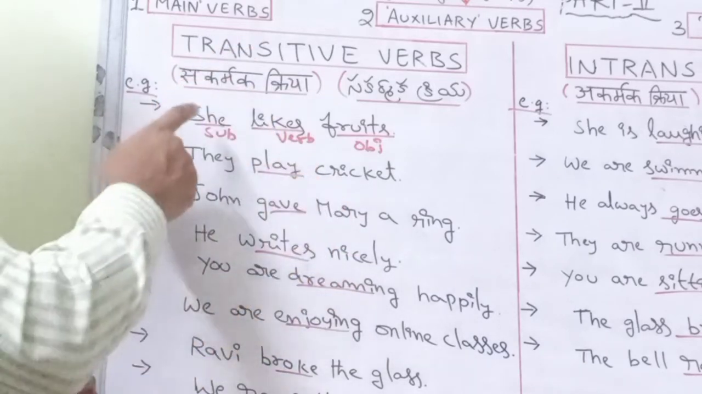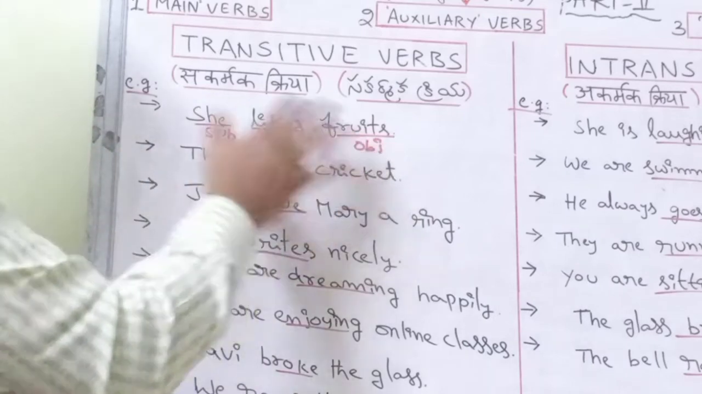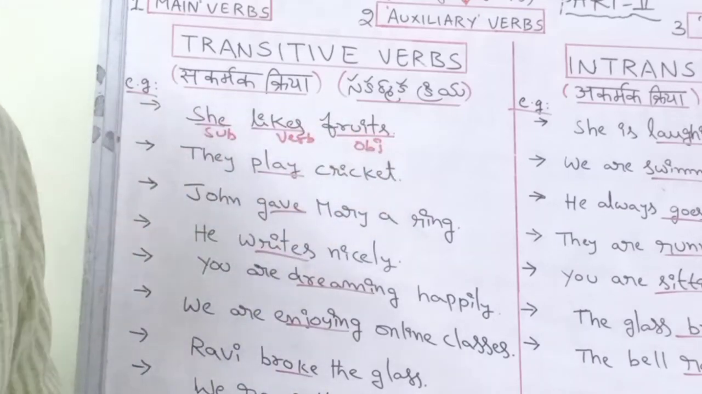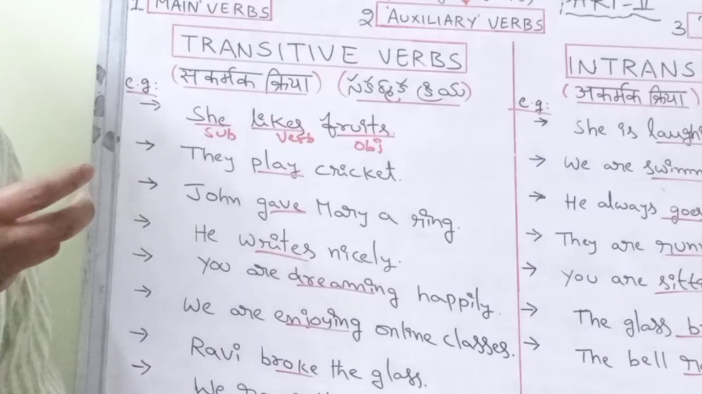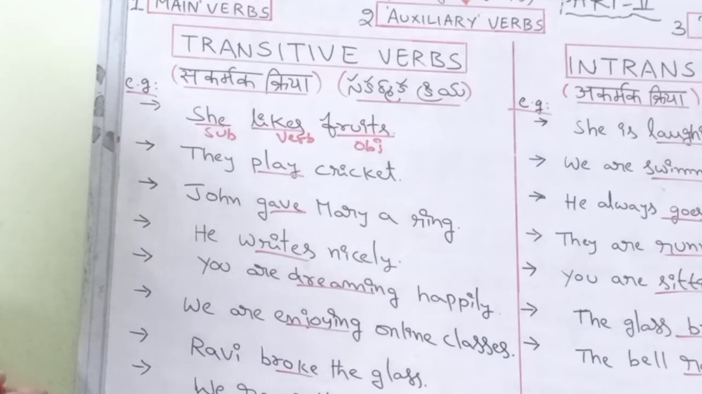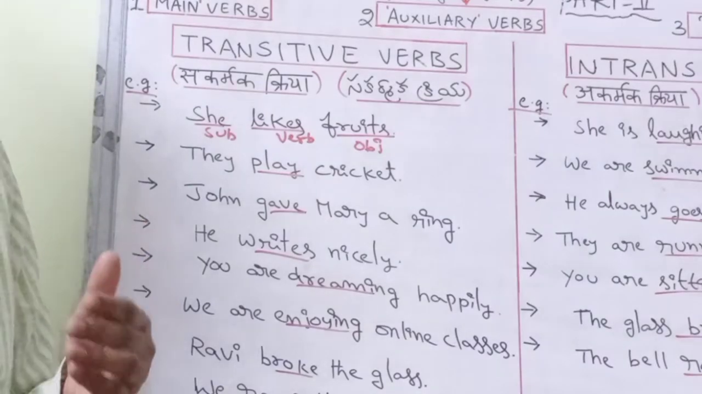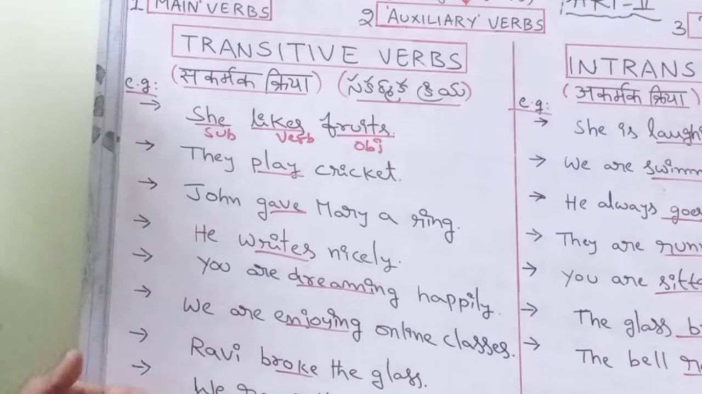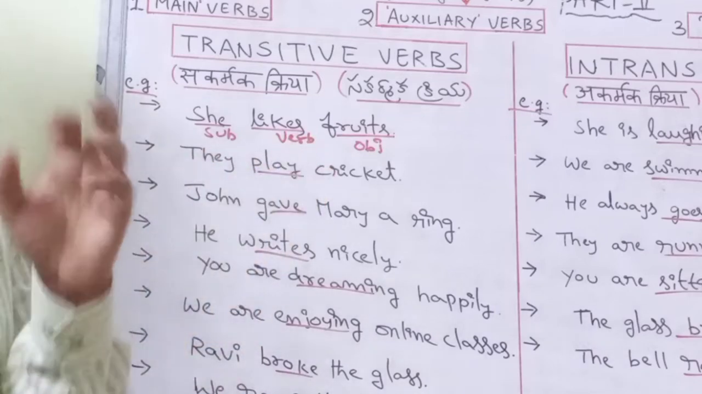Subject is the doer of the action and object is the receiver of the action. Subject means the doer of the action, object means the receiver of the result of the action.